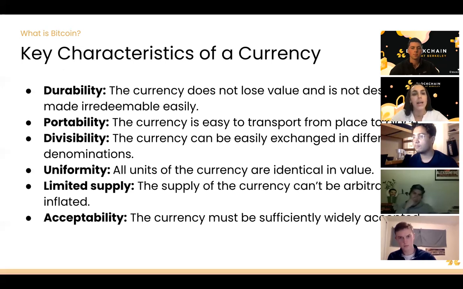Limited supply, so you shouldn't be able to just arbitrarily inflate the supply of your currency. There should be some sort of mechanics behind it. A pretty simple example is, let's say I'm a cow breeder and I'm using cows as my currency. They have some intrinsic value to them. Then I could just artificially inflate the supply of that currency, and that'll just mess with the value. And so you need to make sure that whatever currency you're using has a limited supply.